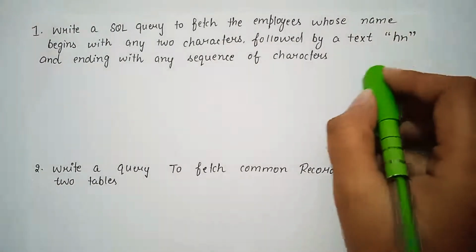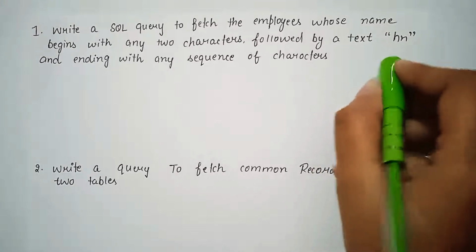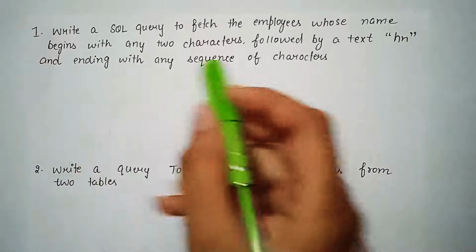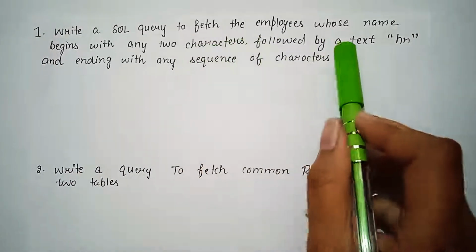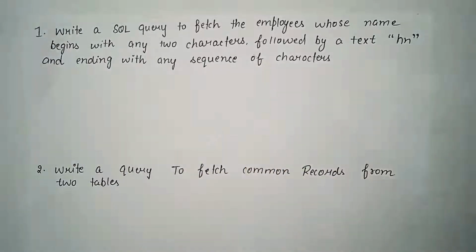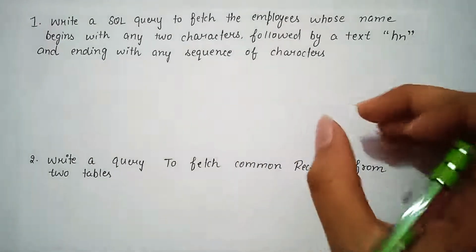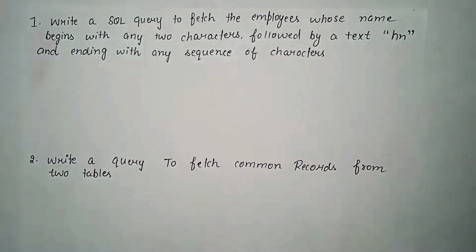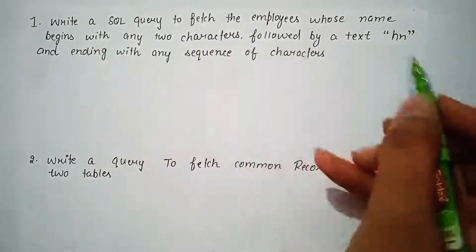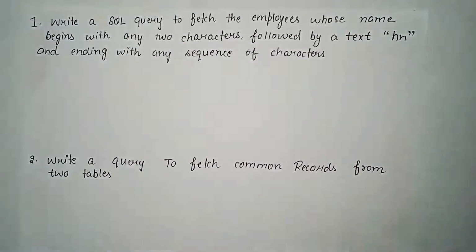So the first SQL query that I have mentioned over here is: write a SQL query to fetch the employees whose name begins with any two characters followed by the text HN, okay, and ending with any sequence of characters. So this question is clearly indicating that we are going to make use of the concept of pattern matching in order to fetch out those employees whose name fulfills this condition. Okay, so let's see how do we write this query.